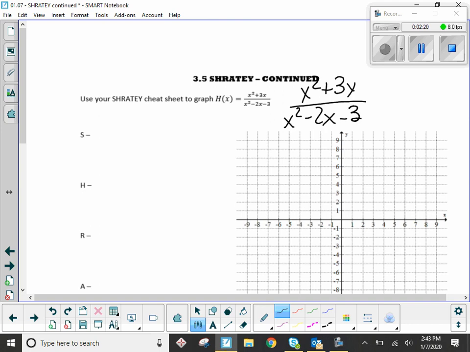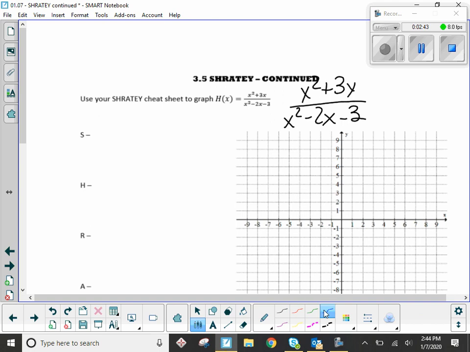Okay, so SHRATEY is a handy acronym, right? SHRATEY. What I want you to do is take a moment, be sure you're on the side with the S on top, and read the S section. So take a moment and read the S section. Also, don't write this down, I'm about to write it down.